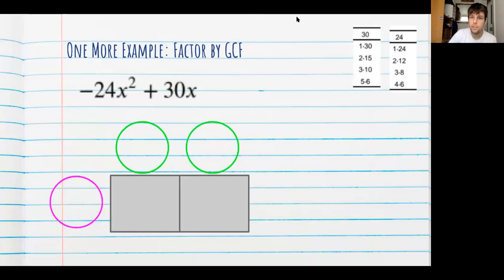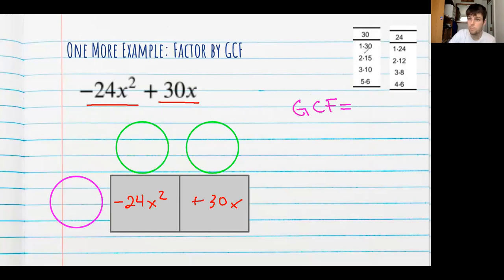We're going to do another example here together. All right, so let's take a look at it. This is the binomial that we're going to be factoring. So I'm going to try to follow those same steps. I'm going to just write it in my box. So -24x squared plus 30x. The next step is I need to identify the GCF. So I need to figure out what numbers these have in common as factors, 24 and 30.